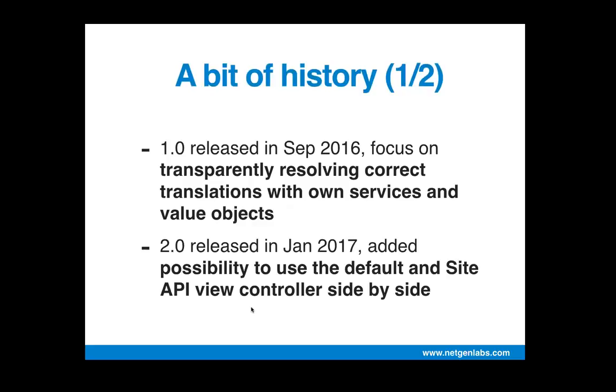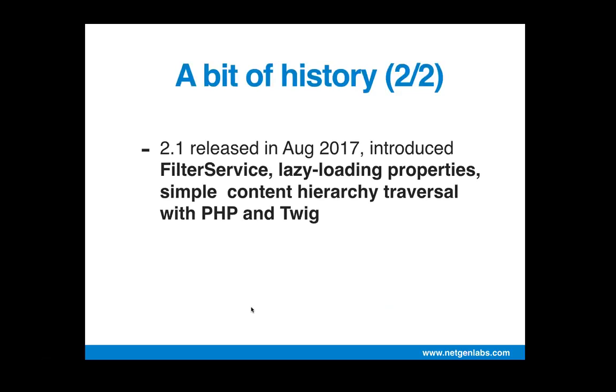In 2.0, released in January this year, we added the possibility to use the default and Site API view controllers side by side, so you could actually use both at the same time. In 2.1, released in August this year, it introduced the filter service, which I will come to later. We also have lazy loading properties and simple content hierarchy traversal.